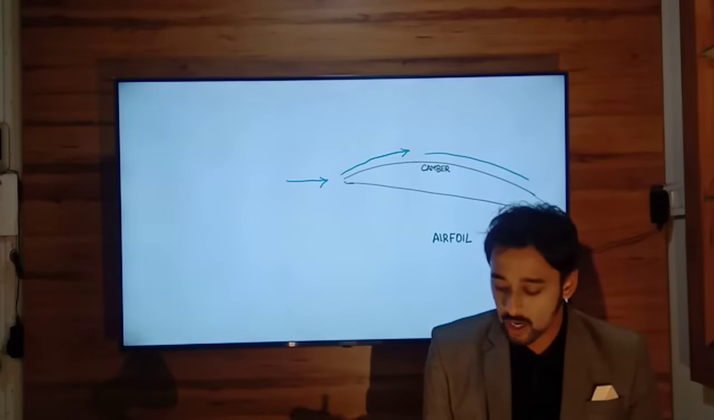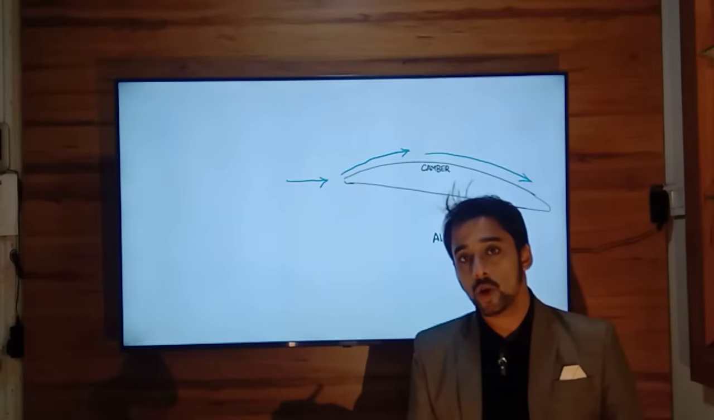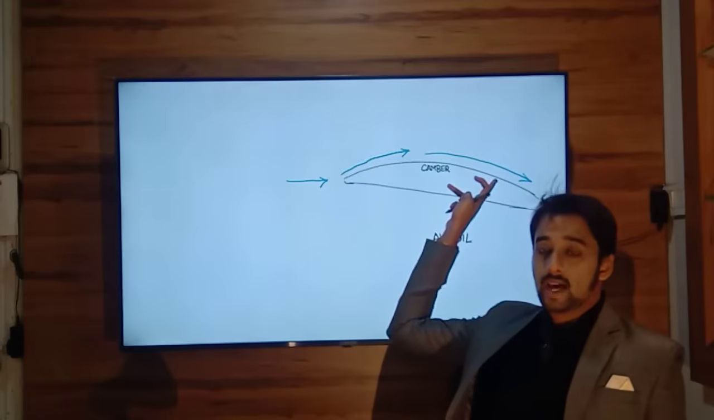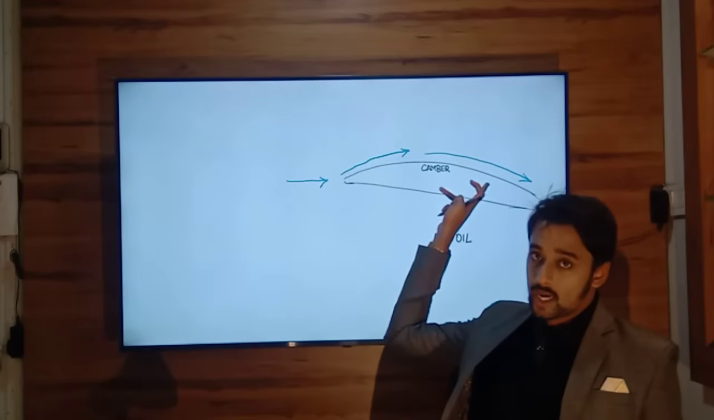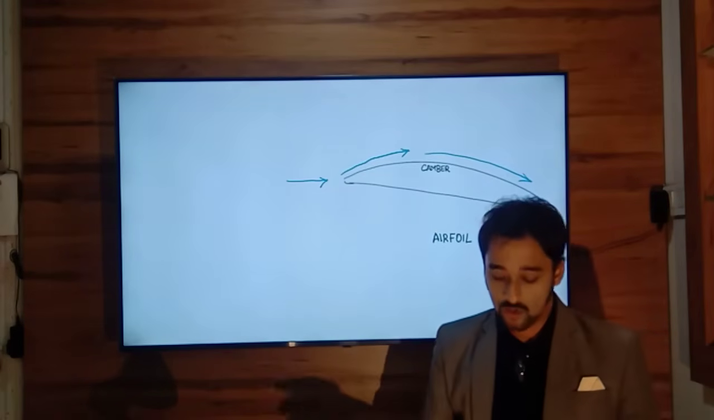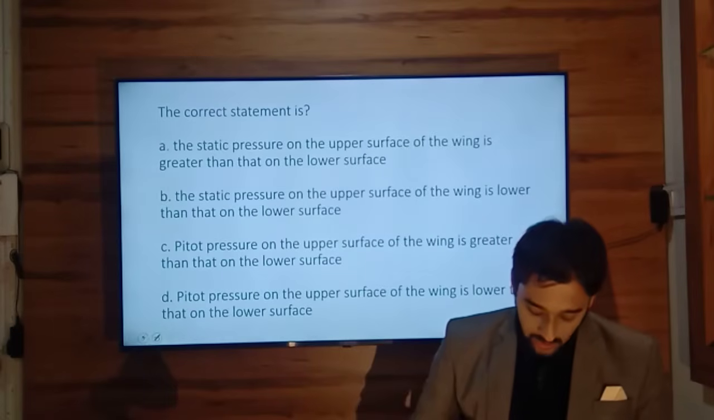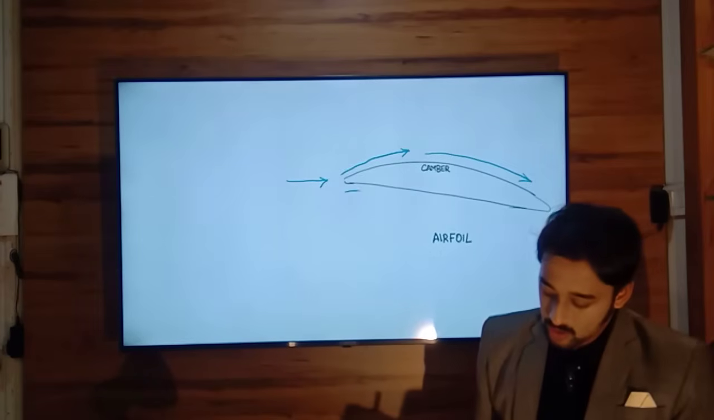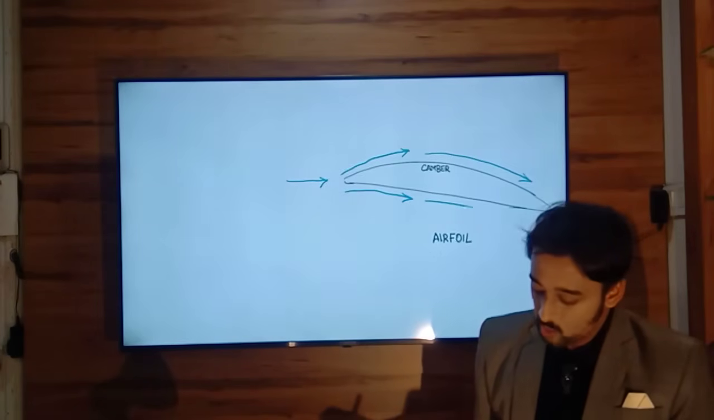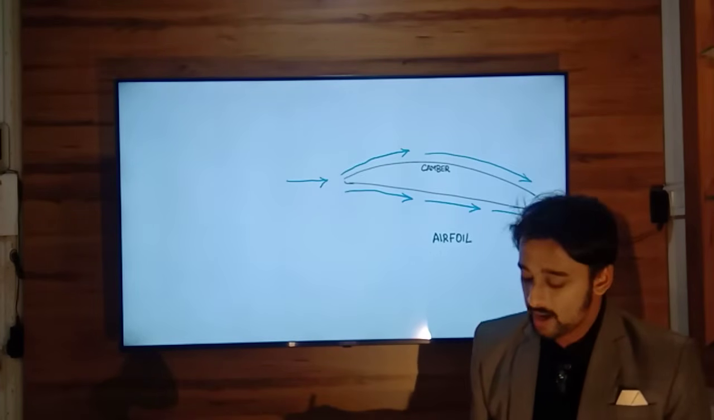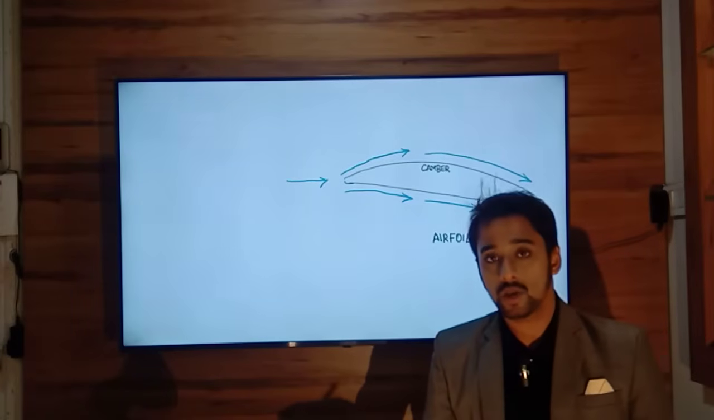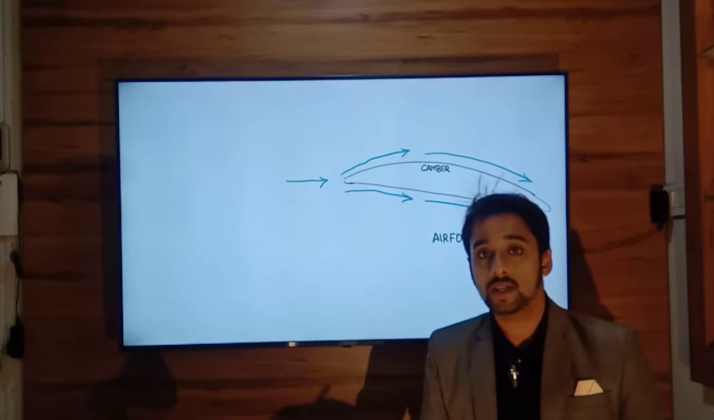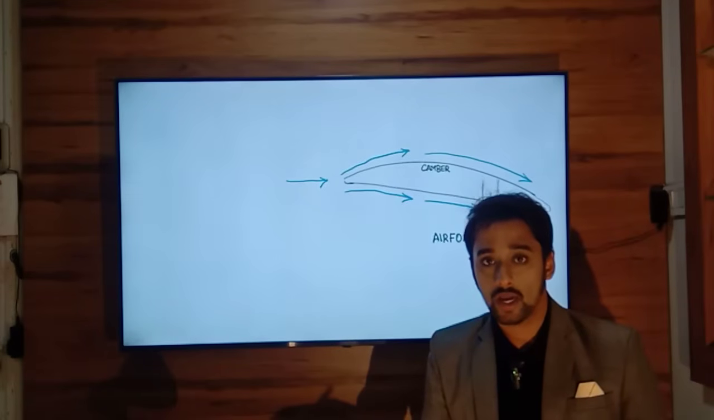Then we will have one branch of airflow flowing over the top surface of the wing, and then it is getting a downward push or downward acceleration, on this side of the wing, that is the trailing edge of the wing. The other branch of the airflow will go below the surface of the wing, and in the same manner it will also get a downward acceleration. So this is the basic diagram for understanding the lift generation of a wing.